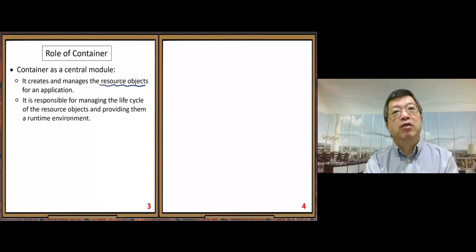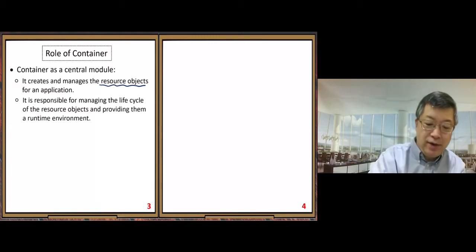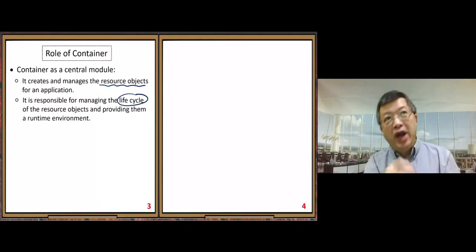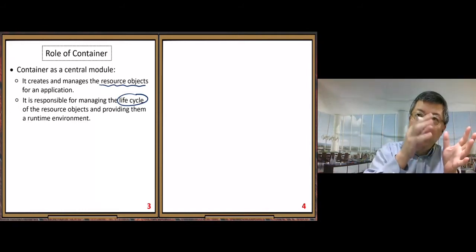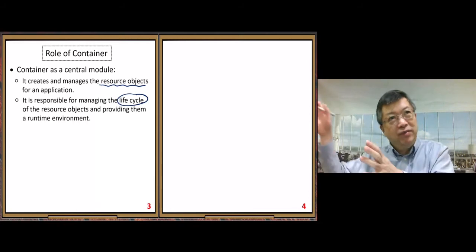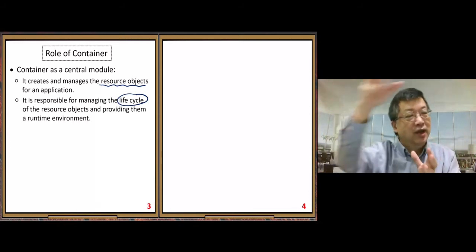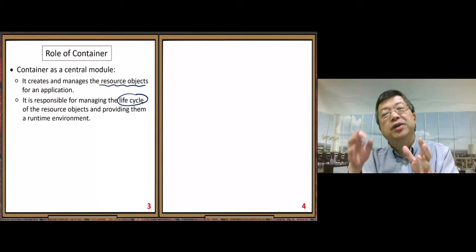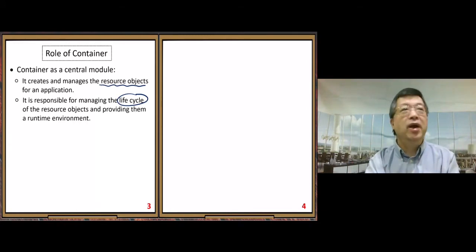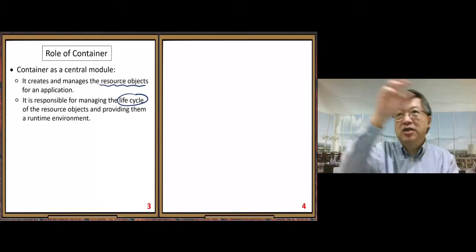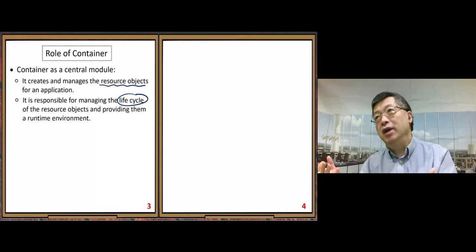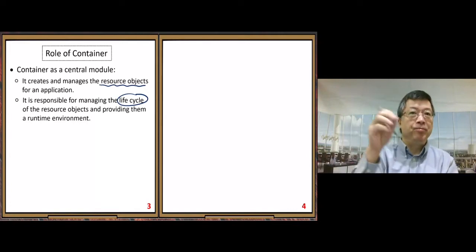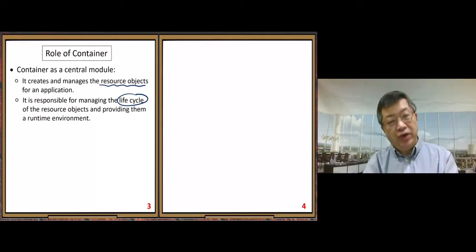It is responsible for managing the life cycle. Here, you see this life cycle. Creating, so you create it. It is born. Then you use it to do business, right? At some point, you may need to destroy it, so make it dead. So that's one life cycle. Next time you create a new one, you start a new life cycle for your resource objects.